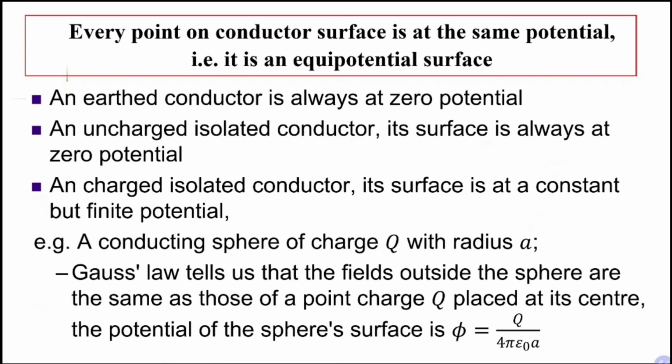Important points: every point on a conductor surface is at the same potential. This is an equipotential surface on a conductor surface. If we earth the conductor, then the potential will be 0. For an uncharged isolated conductor, its surface is also at zero potential. And for a charged isolated conductor, its surface is at a constant but finite potential.